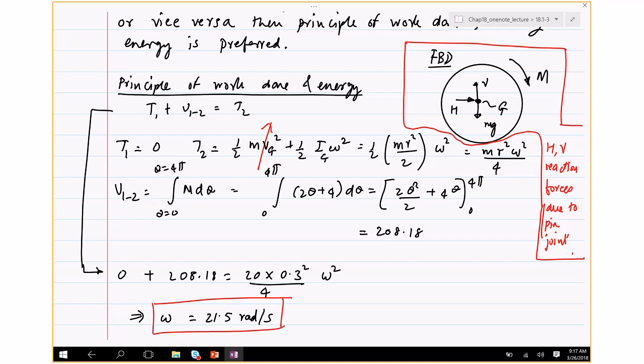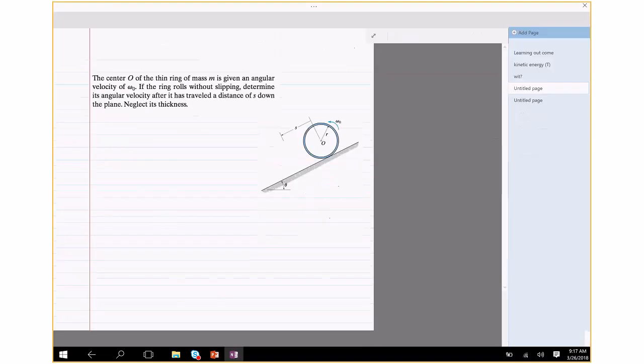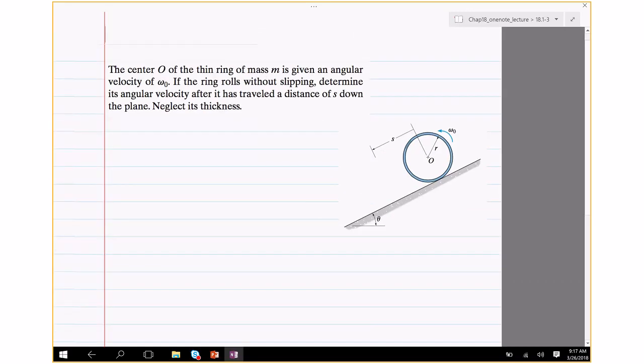Let's solve a harder problem. The center O of the thin ring of mass m is given an initial angular velocity of omega 0. If the ring rolls without slipping, determine its angular velocity after it has traveled a distance of s downwards. S is along the plane. Neglect the thickness.